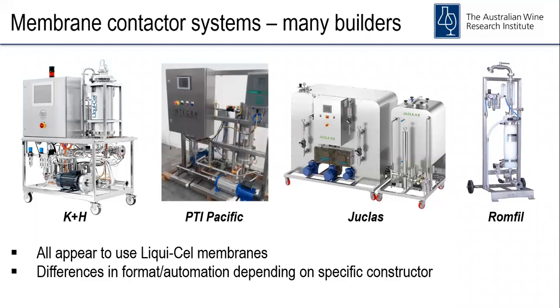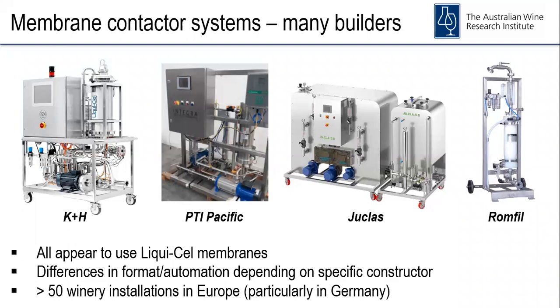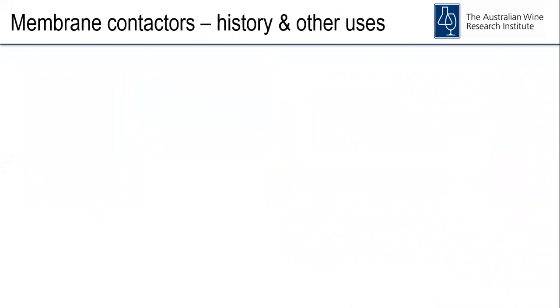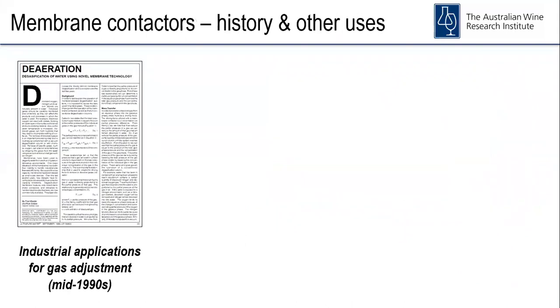have quite sophisticated systems. In terms of the current adoption levels of this technology, there are more than 50 winery system installations in Europe. Germany seems to be the most enthusiastic adopter of the technology. In Australia, there are currently only a small number of units. There are three that I'm aware of. So membrane contactors are relatively new for the Australian wine sector, but the technology itself has been around for a while.